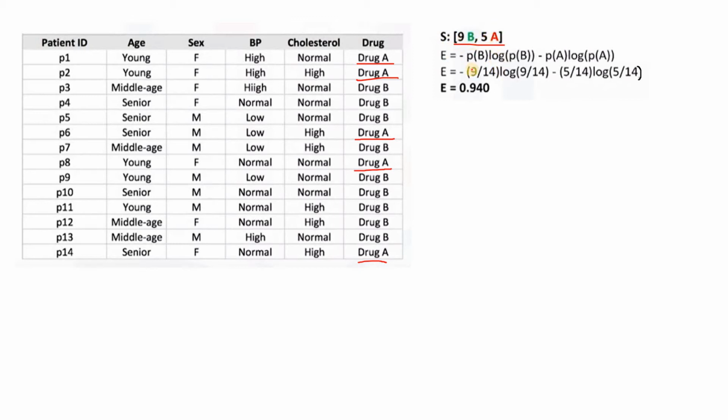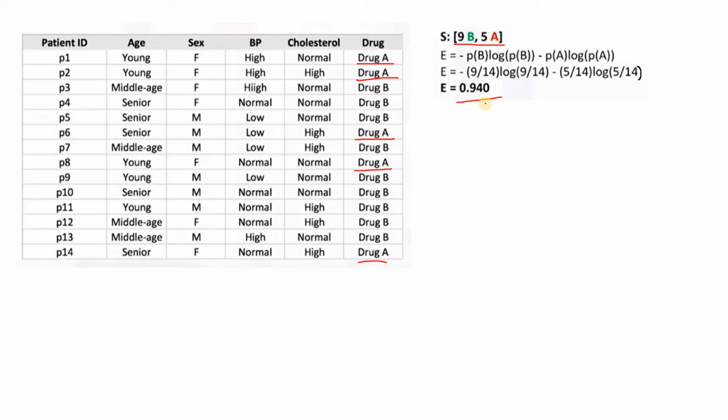Now calculate the entropy. Total number is 14, so the probability of B is 9 out of 14, so 9 by 14. So minus 9 by 14 multiplied by log of 9 by 14, minus P of A. Probability of A is how much? 5 by 14, because 5 candidates and total 14 data points. So 5 by 14 log of 5 by 14. Entropy is 0.940. So for our parent node, the entropy is 0.940.